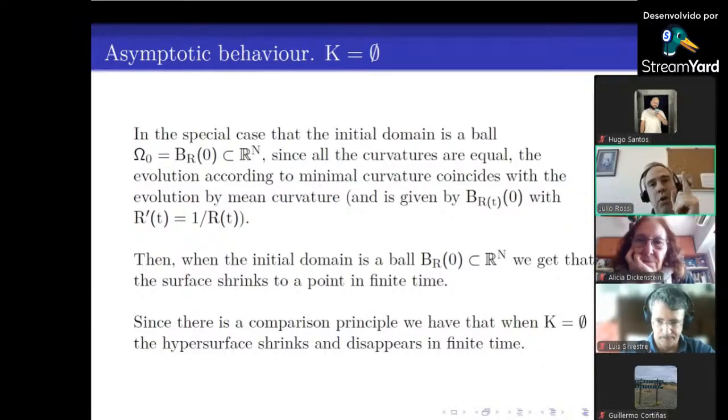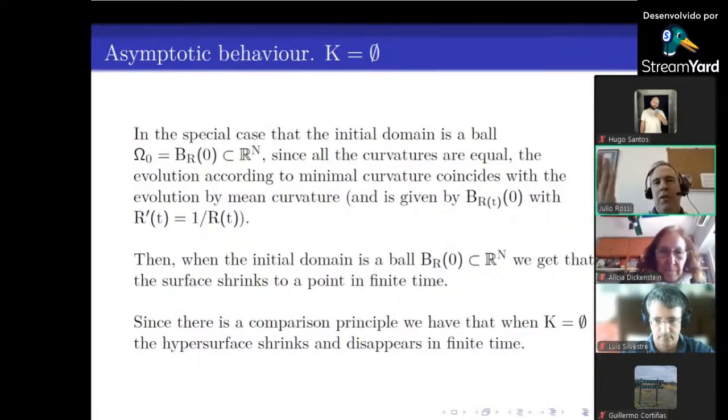One thing that I don't know, and I will very much like to know, and I will comment on that at the end of the talk, is if you have a surface, let's say a convex surface, and you move it according to minimal curvature, if everything shrinks to a point, and if the asymptotic shape is also almost a sphere. This I don't know, but I know for sure because of comparison that everything disappears.